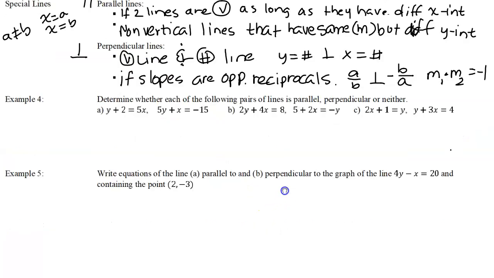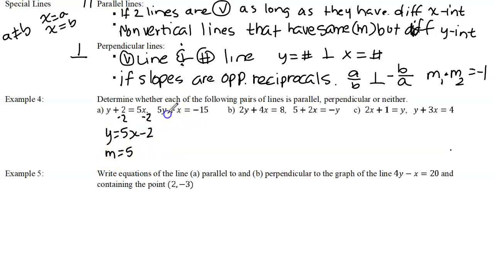All right. So our last examples here say to determine whether each of the following pairs of lines is parallel, perpendicular, or neither. So what could you do to identify this? These two equations are somewhat in standard form, so we can't really see the slope. We can go ahead and put them both in slope-intercept form. So if I subtract 2, that gives me y equals 5x minus 2. So this has a slope of 5.